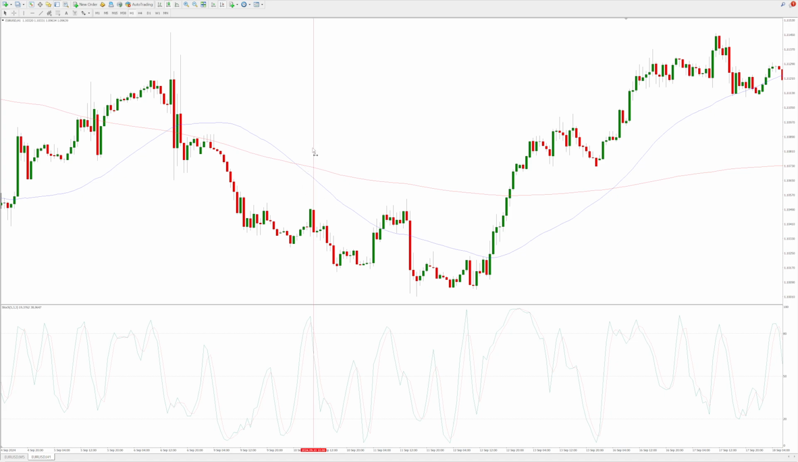That being said, there were still a few good entries based off the stochastics in the overbought area, having a crossover there. You could have caught some good moves, 50 pips here and there. This pullback entering here in the overbought zone, 40 odd pips.